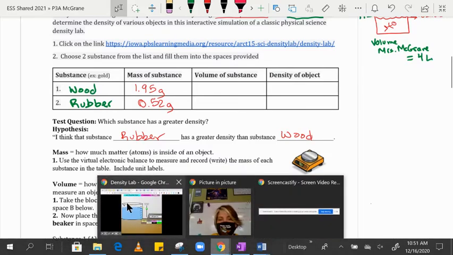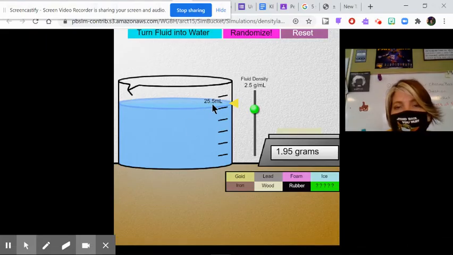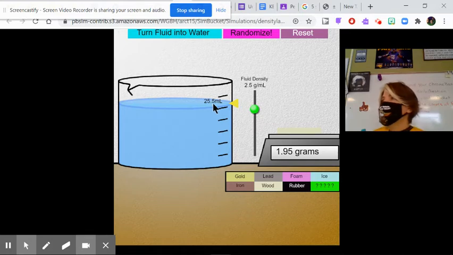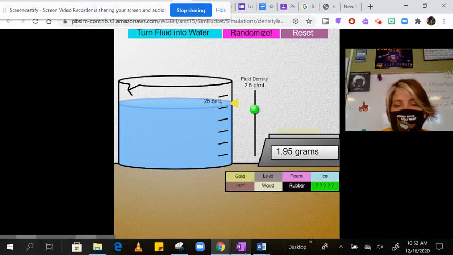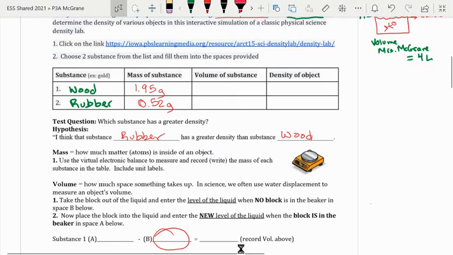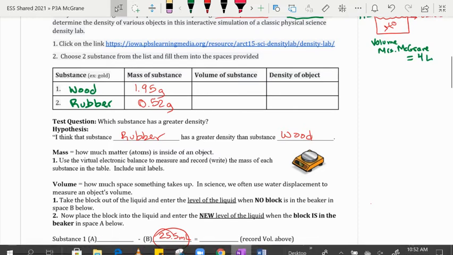So I have 25.5 milliliters. Does anybody else have that? Unless you changed it into water, but I'm just keeping mine what it is. So I'm going to put 25.5 milliliters. Don't forget to put milliliters. Okay, now place the block into the liquid and enter the new level of liquid when the block is in space A.